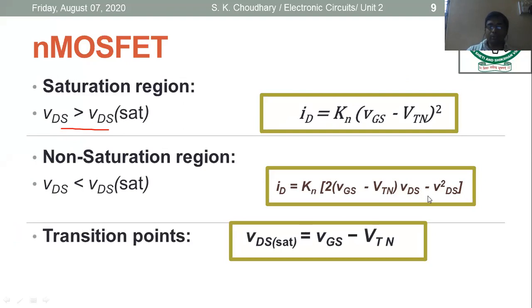And the third important concept is the transition point. In the IV characteristics, we have to see a transition point from where your transistor is biased from saturation to non-saturation, or non-saturation to saturation. The condition is VDS sat equals VGS minus VT. These are some important terms that we have to always remember when we are learning about MOSFET-based circuitry.